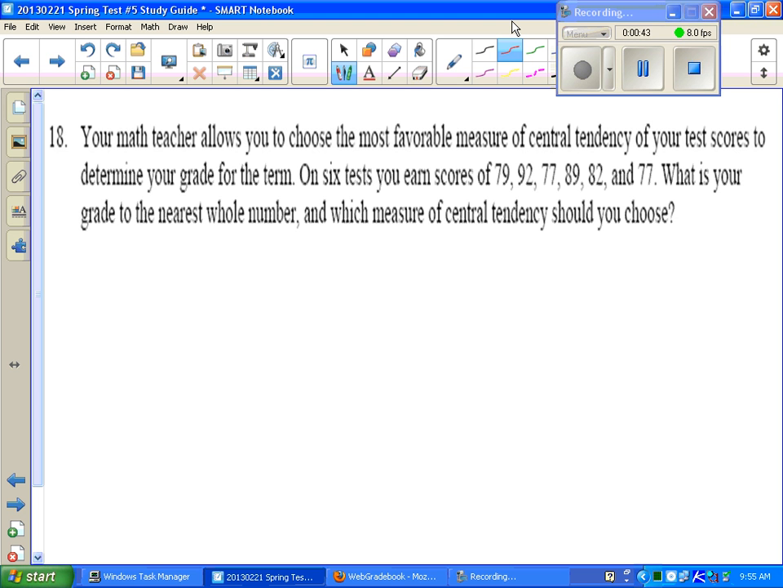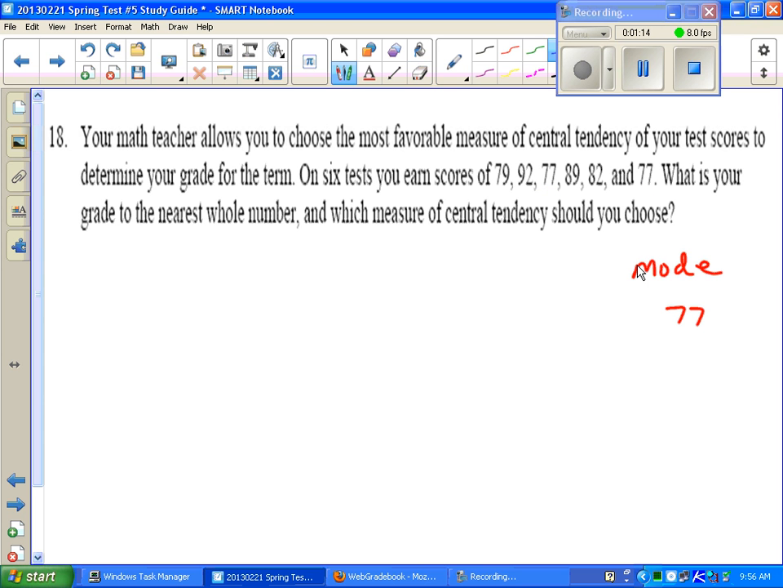It says on 6 tests, you earned scores of 79, 92, 77, 89, 82, and 77. What is your grade to the nearest whole number, and which central tendency should you use to give yourself the best one? The easiest one to find is your mode. Your mode is the one that shows up the most often, which is 77. You definitely don't want to go with the mode. That's the lowest score you got, so mode wouldn't work very well.